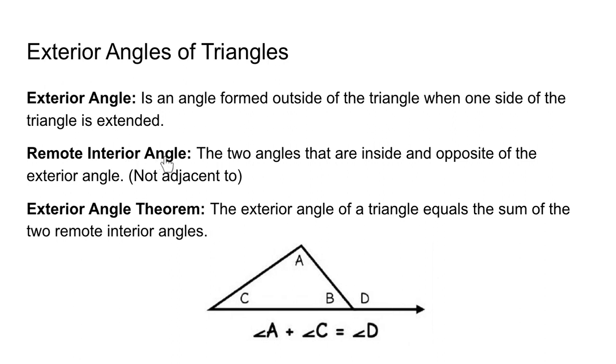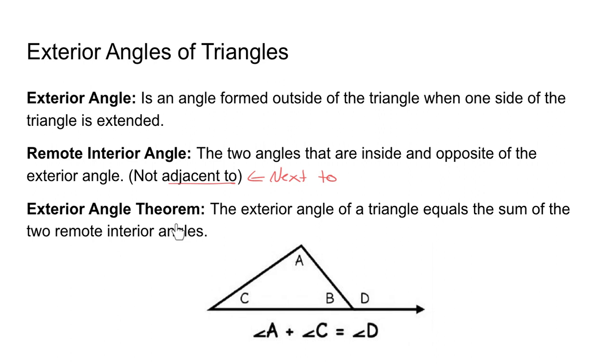Remote interior angles are the two angles that are inside and opposite of the exterior angle. So not adjacent to. And remember, adjacent means next to. Okay, so we are talking about these two angles here. So here's the exterior angle. This is the interior angle adjacent, next to that one. So the remote interior angles are going to be these two.